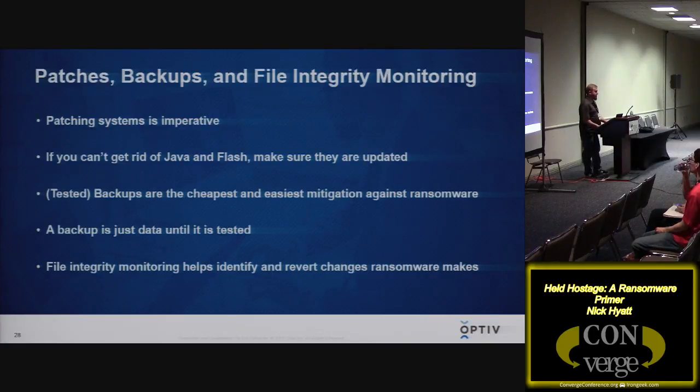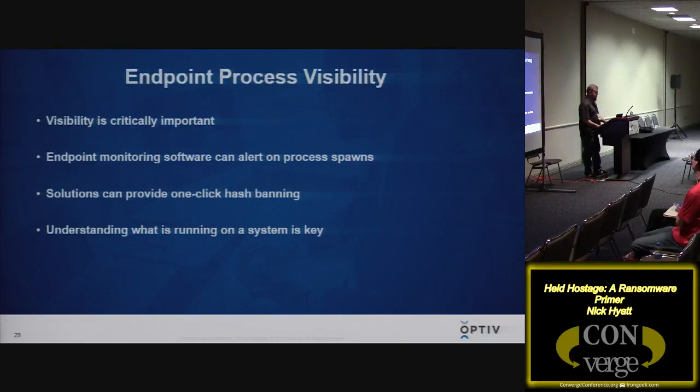And then file integrity monitoring helps identify and revert changes ransomware makes. What we call these are the canary in the coal mine. So if you have a piece of data that you're using to test within the environment and it triggers and you notice it, you can actually help to stop that infection before it occurs.